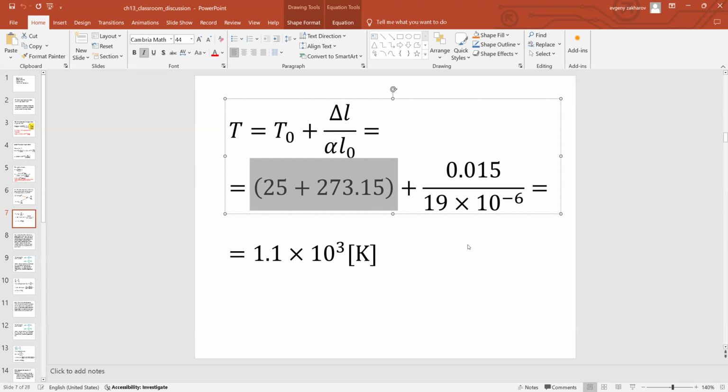Remember how it was just 100,000 pascals for atmospheric pressure? You don't have to do 0.15 here. You can just do 273 and ignore the 0.15. It's fine. I'll give you full credit here. So 25 degrees Celsius plus 273, that's going to be the temperature in Kelvin.